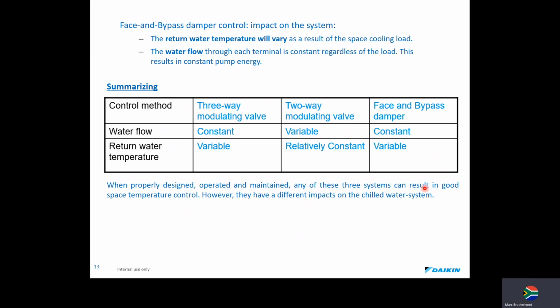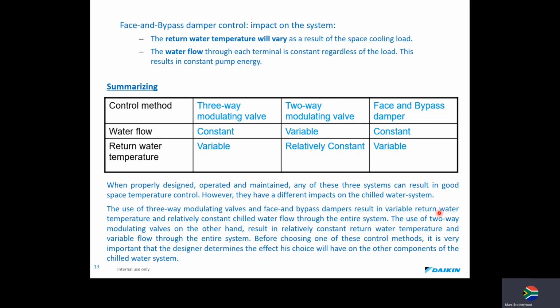When properly designed, operated and maintained, any of these three systems can result in good space temperature control. However, they have different impacts on the chilled water system. The use of a three-way modulating valve and face bypass dampers results in variable return water temperature and relatively constant chilled water flow through the entire system.